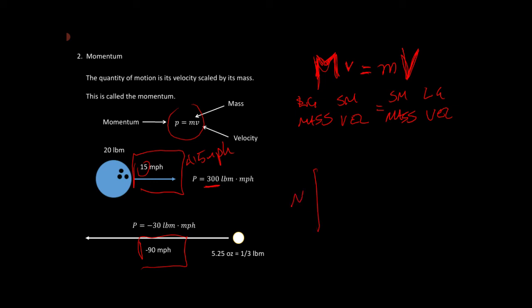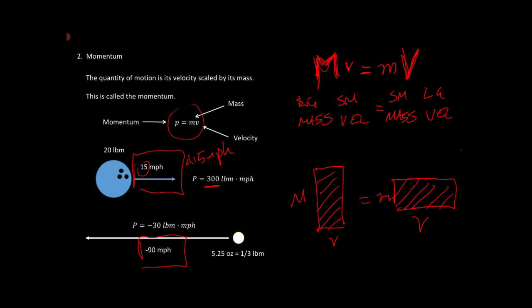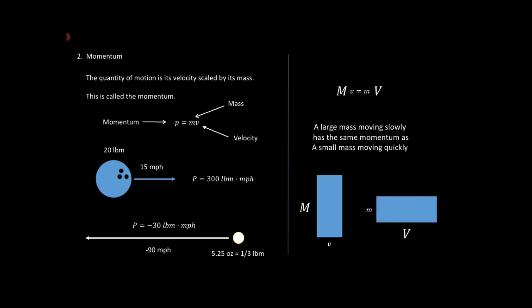Okay, and you can think about it a little bit like this. We've got a big mass here, small speed here, equal to a small mass here, big speed there, right? These things have the same area. All right, so that's more or less what goes on with momentum. Big things going slow have the same momentum as a small thing going fast. That's more or less it. Mass times the velocity. So we're pretty good with that.